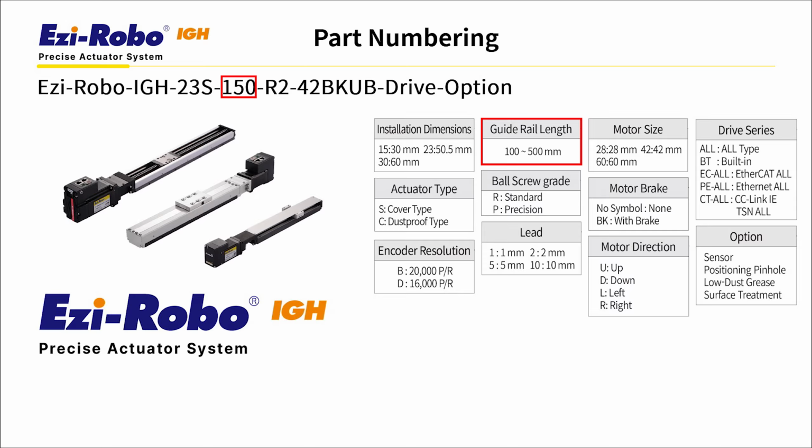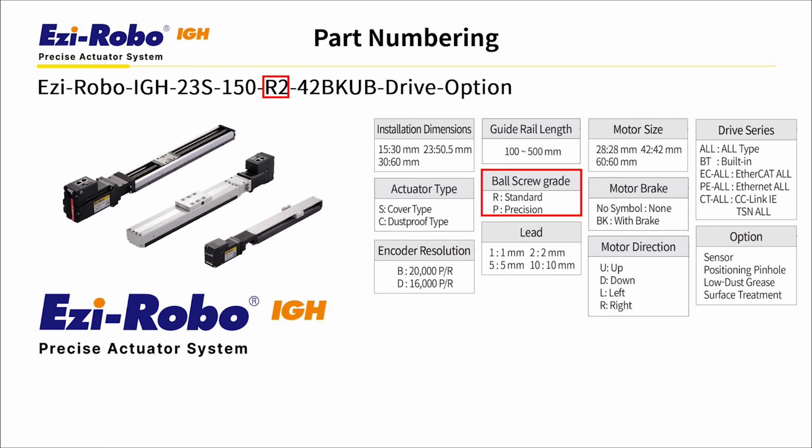150 refers to the guide rail length, which is 150 mm. The stroke is 76 mm, calculated by subtracting the slide table length from the guide rail length. Applicable guide rail lengths vary depending on the body size. For detailed information, please refer to the catalog.